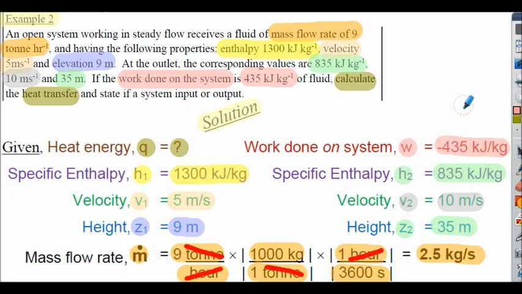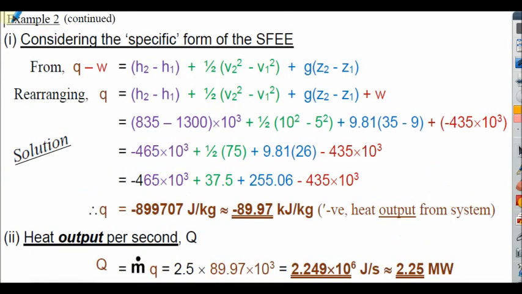Don't forget, work out the system is positive, so work done on the system will be negative. So that's the information extracted from the question. Again, always note that some of the values are in kilojoules, so we need to account for the prefix when undertaking our calculation. Example 2, solution continued.